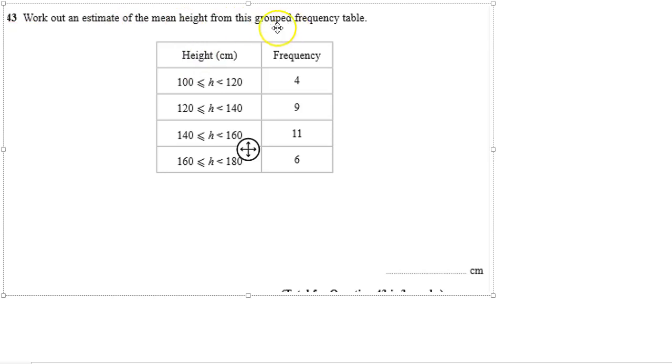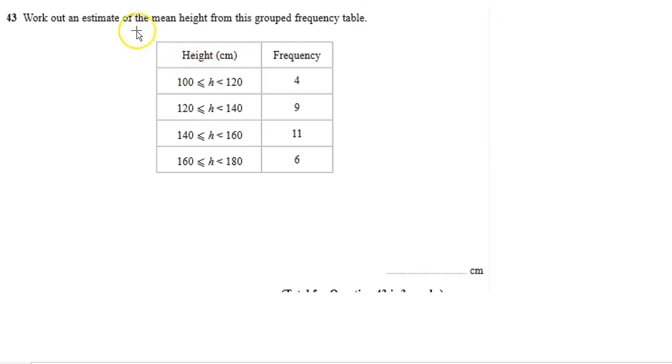Work out the estimate of mean height. So this is a height and this is a frequency. Now students get confused here that here there are two things. If it is written there h is greater than or equal to 100 and less than 120, now the class width is 100 to 120, that is 120 minus 100, it is 20.